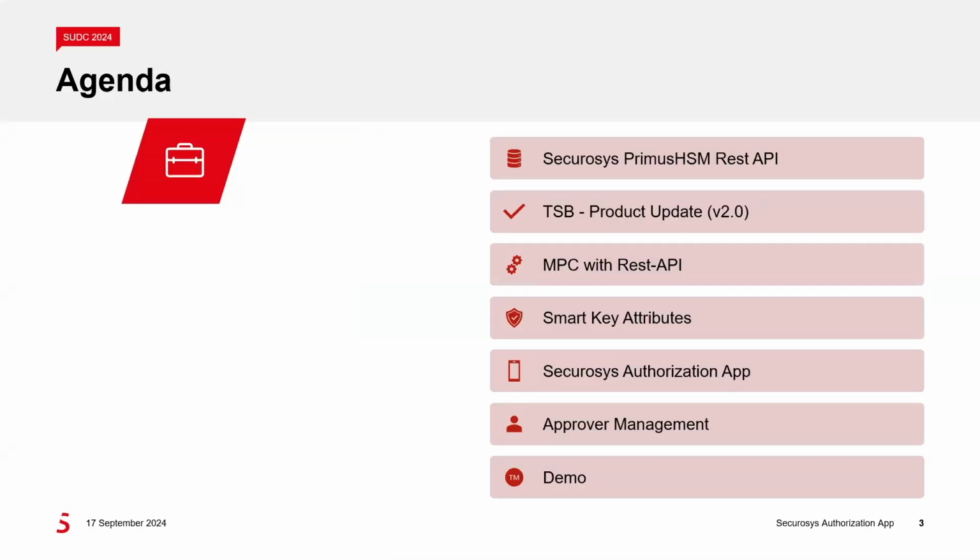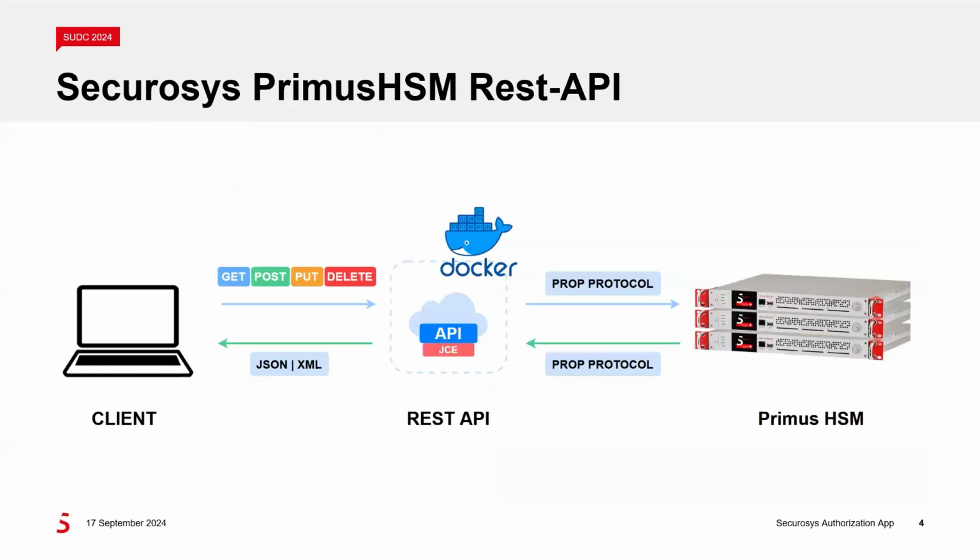What we are going to talk about today is the REST API. Then we will have some real-world use cases, MPC with REST API. We will explore smart key attributes, which are policy-defined on keys and enforced in the HSM, protected by the same tamper-proof enclave that executes these key operations. Next, I'm glad to introduce the Securosys Authorization App, the mobile application, and at the end we will have a quick demo. So let's start with what a REST API actually is.